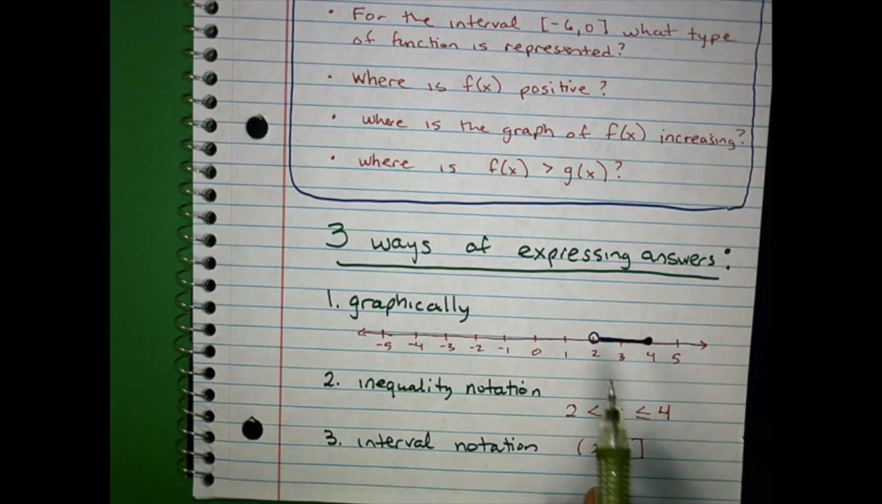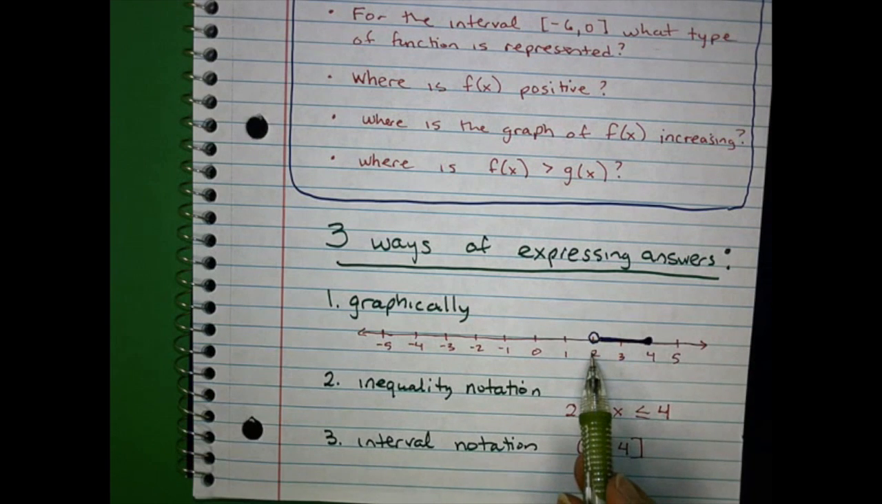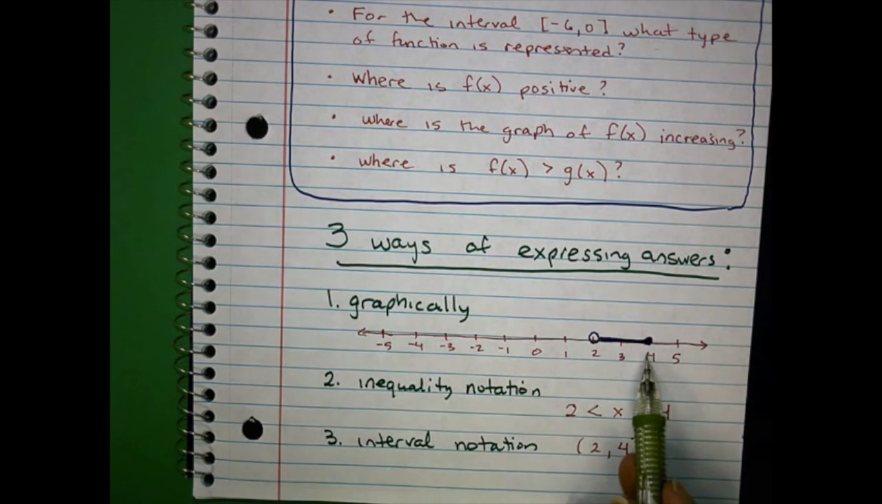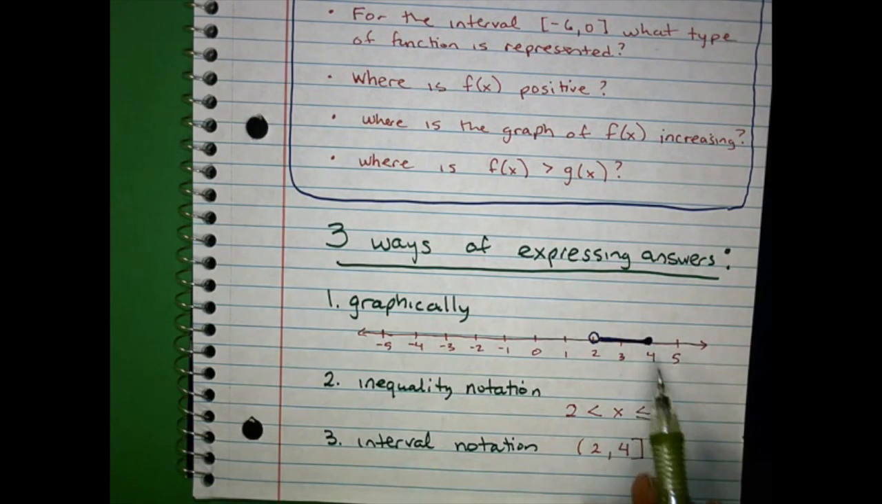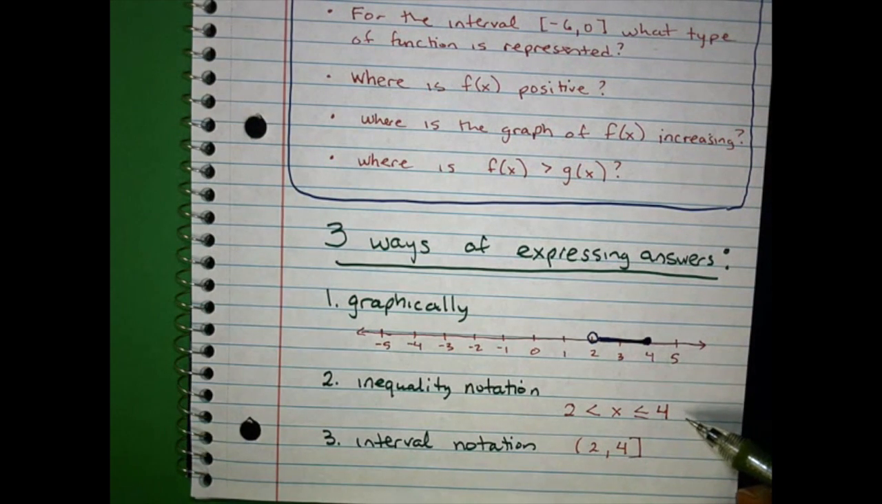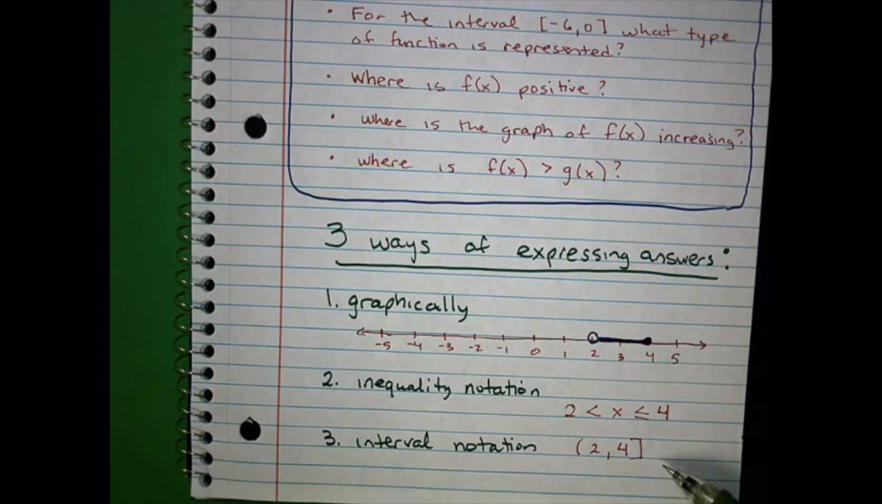So graphically, if I wanted to show that I wanted all the points between 2 and 4, not including 2 but including 4, I would do it like that. In inequality notation, which you're probably really comfortable with, I might have something like this. And in interval notation, it would look like this.